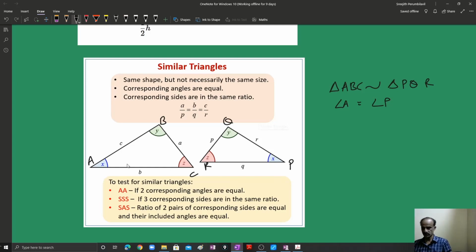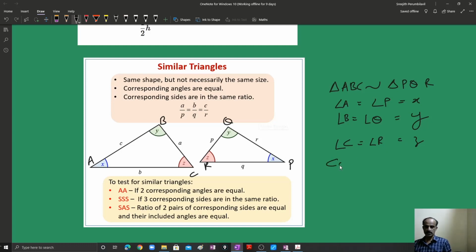Corresponding angles are equal. So A and P. Then what happens? Angle B is equal to angle Q. Both of them are given, this as X, this as Y, and angle C is the same as angle R. So their corresponding angles are equal.